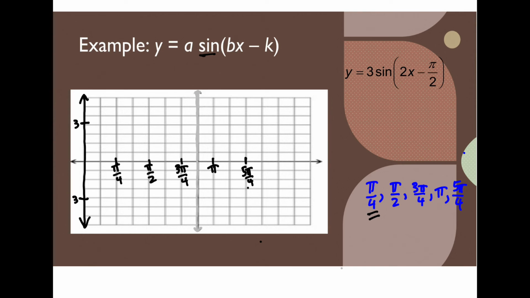This is a sine function. So as we go to graph this, 0 is here. It's not negative, so I'm going to go up then to 3, and then down to 0, and then down to -3, and then back up to 0.